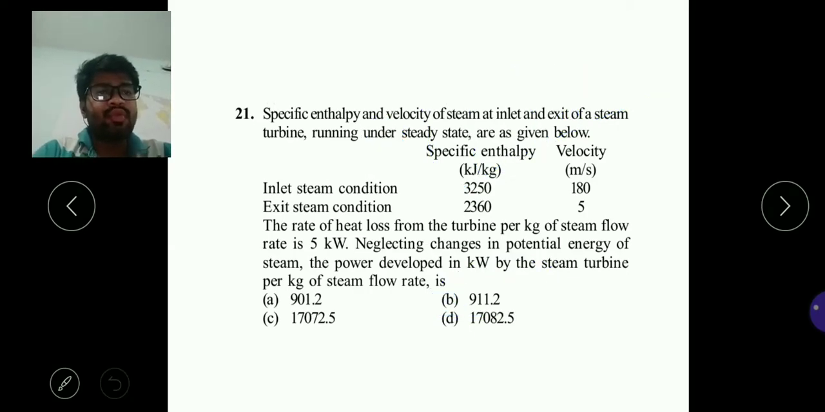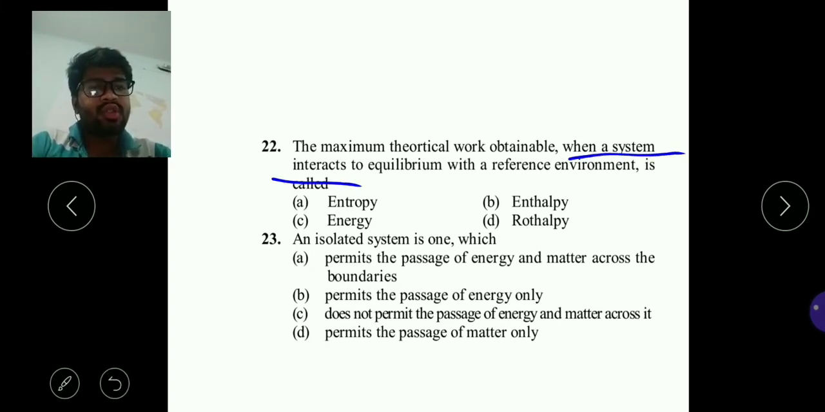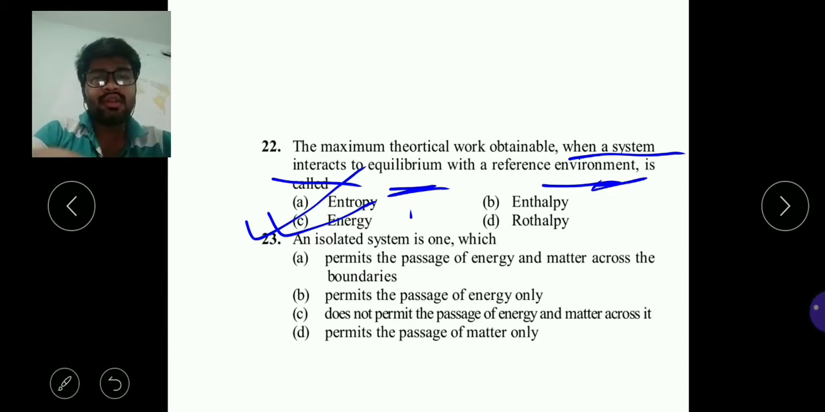Moving to the next question: the maximum theoretical work obtainable from a system when it interacts to equilibrium with reference to the environment is called what? It is exergy. Then, an isolated system is one in which neither energy nor mass can be transferred from the system to the surroundings.